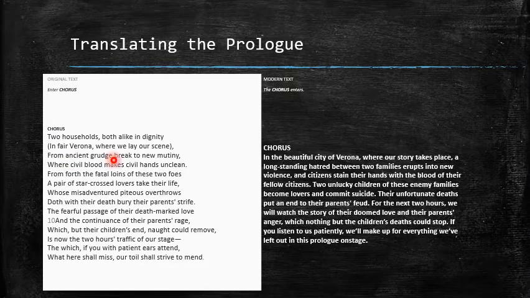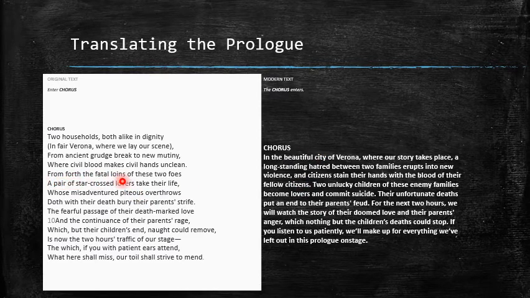From ancient grudge break to new mutiny, where civil blood makes civil hands unclean. So what that means is that a long-standing hatred between two families erupts into new violence. So the word mutiny means violence. Where civil blood makes civil hands unclean means that the citizens stain their hands with the blood of their fellow citizens. So fights erupt in the beautiful city of Verona.